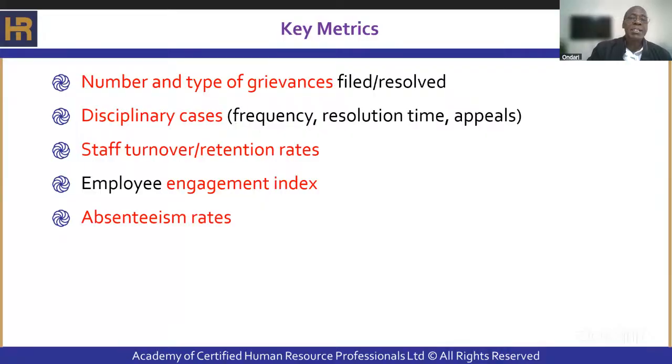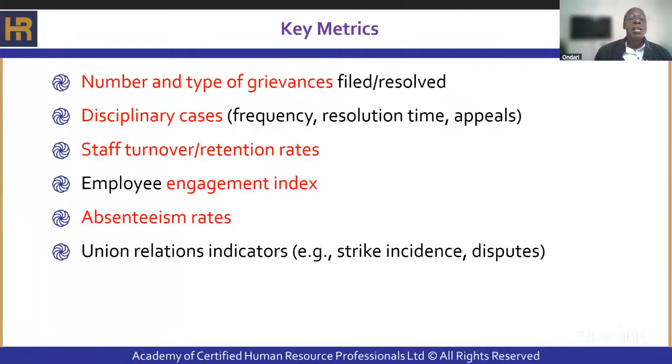What are the key metrics that are used in employee relations audit? One, the number of complaints in a given period of time that are successfully resolved. Two, disciplinary cases. How many are they? That's the frequency. Resolution time. Disciplinary cases must be resolved as soon as possible so that we don't affect performance. And then whether there are appeals. Are there mechanisms for people to appeal any decision that has been made during the disciplinary process?